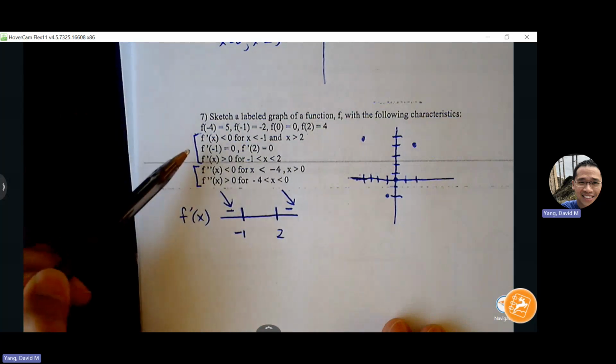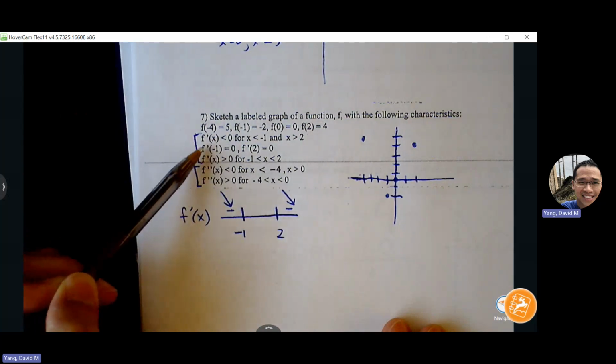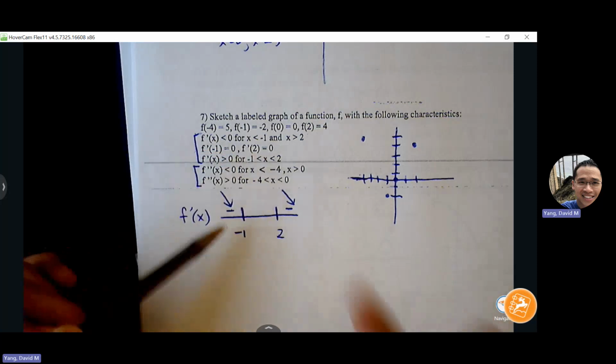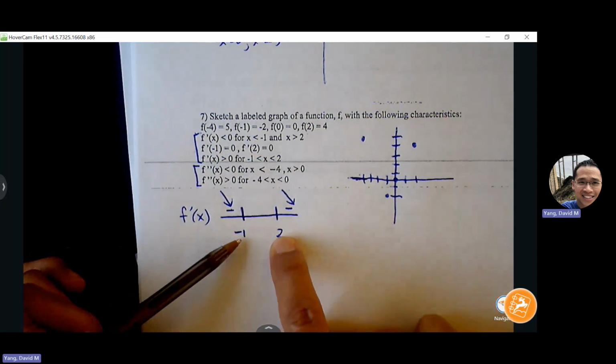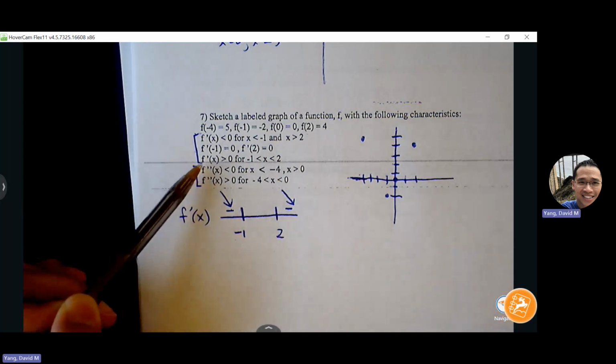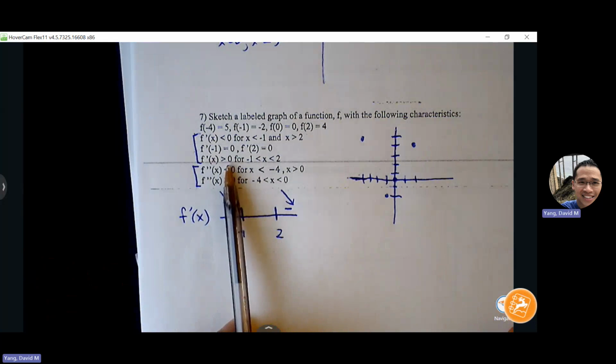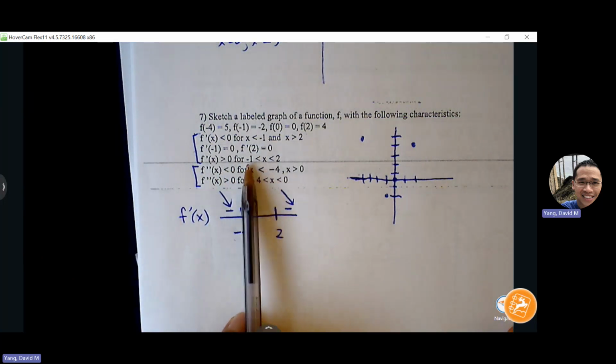Okay, so next statement, F prime of negative one is zero, F prime of two is zero. So we already estimated that was going to be possibly true. But now we know that this is not going to be a sharp turn. It's going to be a nice smooth slope zero. So it's going to be a smooth curve all the way through. Next statement, F prime of x is greater than zero for x between negative one and two.